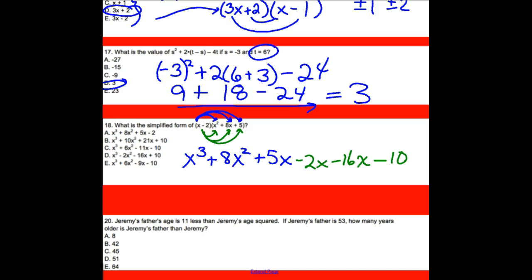Combining my like terms, x cubed, done, 8x squared, oops, I forgot the squared on that one, minus 2x squared gives me plus 6x squared. And keep an eye on these answers as you go. I'm now down to one of the other, either C or E. Positive 5 minus 16 is minus 11x, and then I have minus 10 at the tail end of that for C.